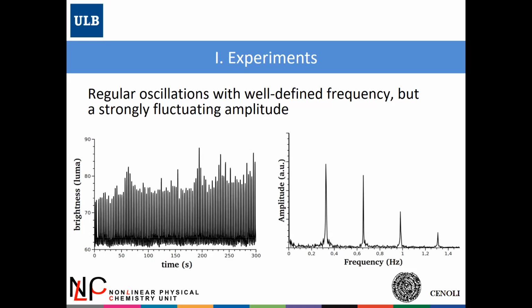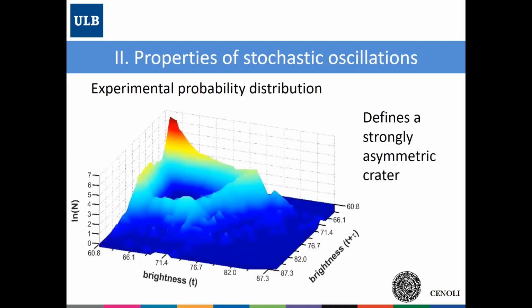We have different ways of reaching this idea that we have indeed a limit cycle. One of them is to plot the probability distribution of the brightness in a sort of reconstructed phase space. So we take the brightness at 2 different times, which is like time delay phase space reconstruction. But instead of having just one signal, we plot the probability distribution in this space.